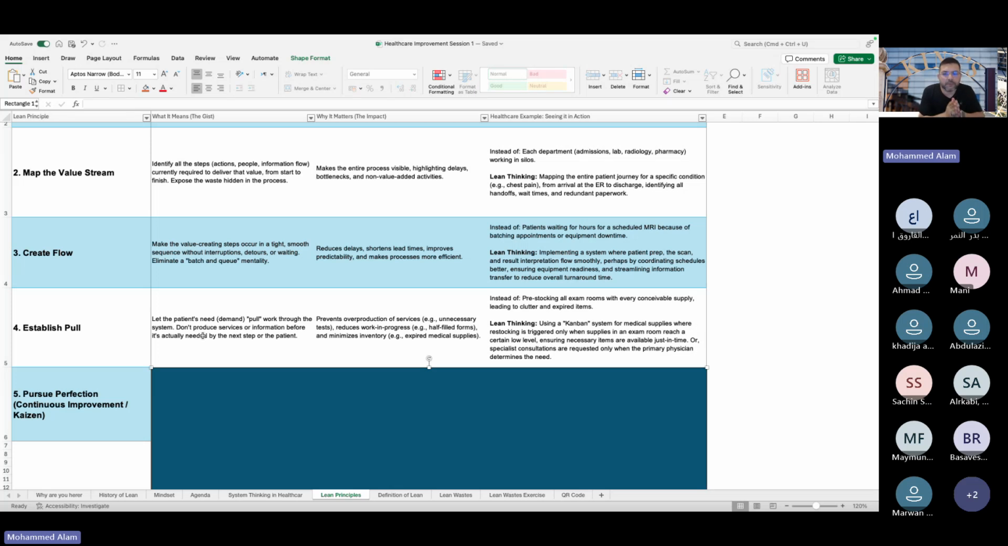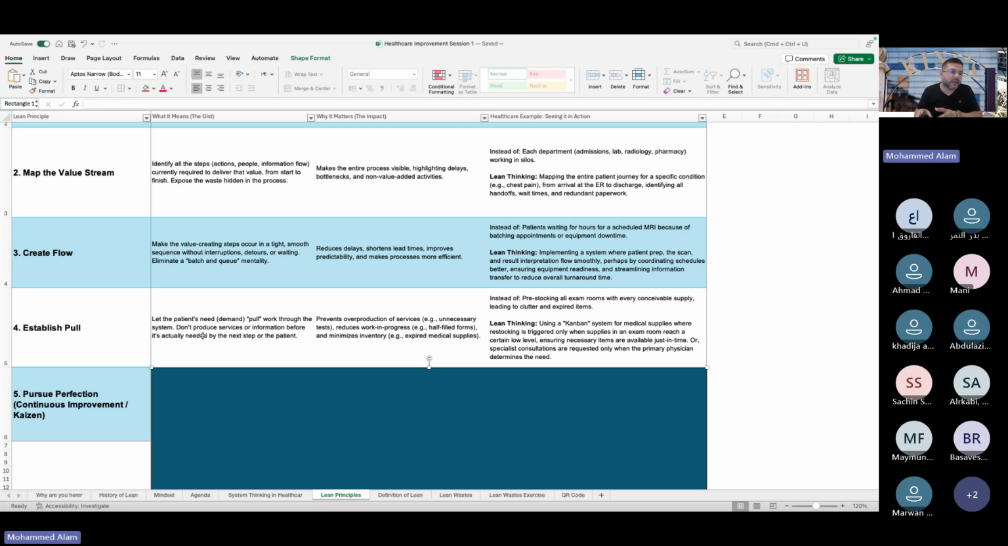And push is something which is not advocated by lean at all. Lean advocates the pull mentality. Do only what the patient needs at that moment of time, what the customer needs. So if the customer needs CBC, do CBC. Don't add so many services which is not required. Because what happens when everyone starts doing the same, it puts a lot of pressure and constraint on the system.